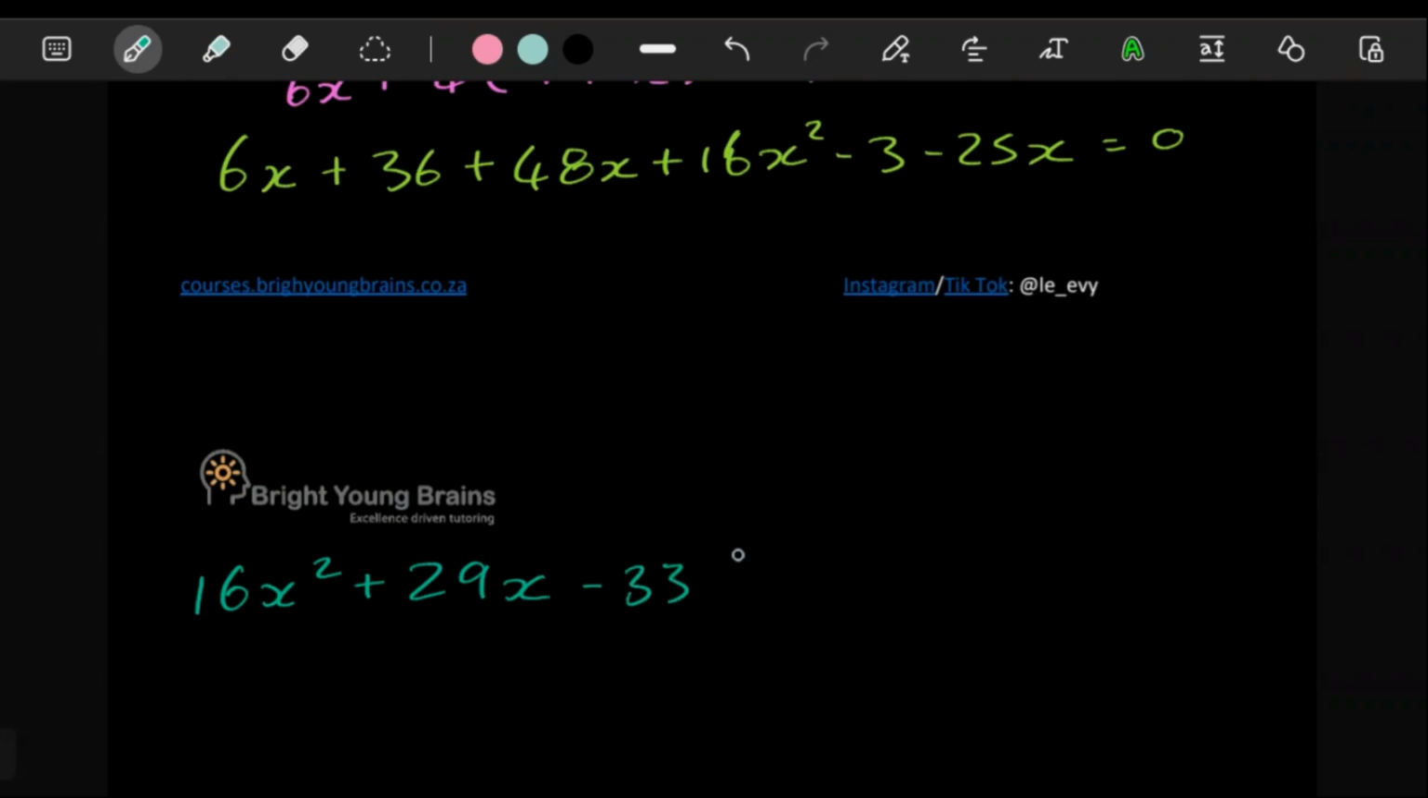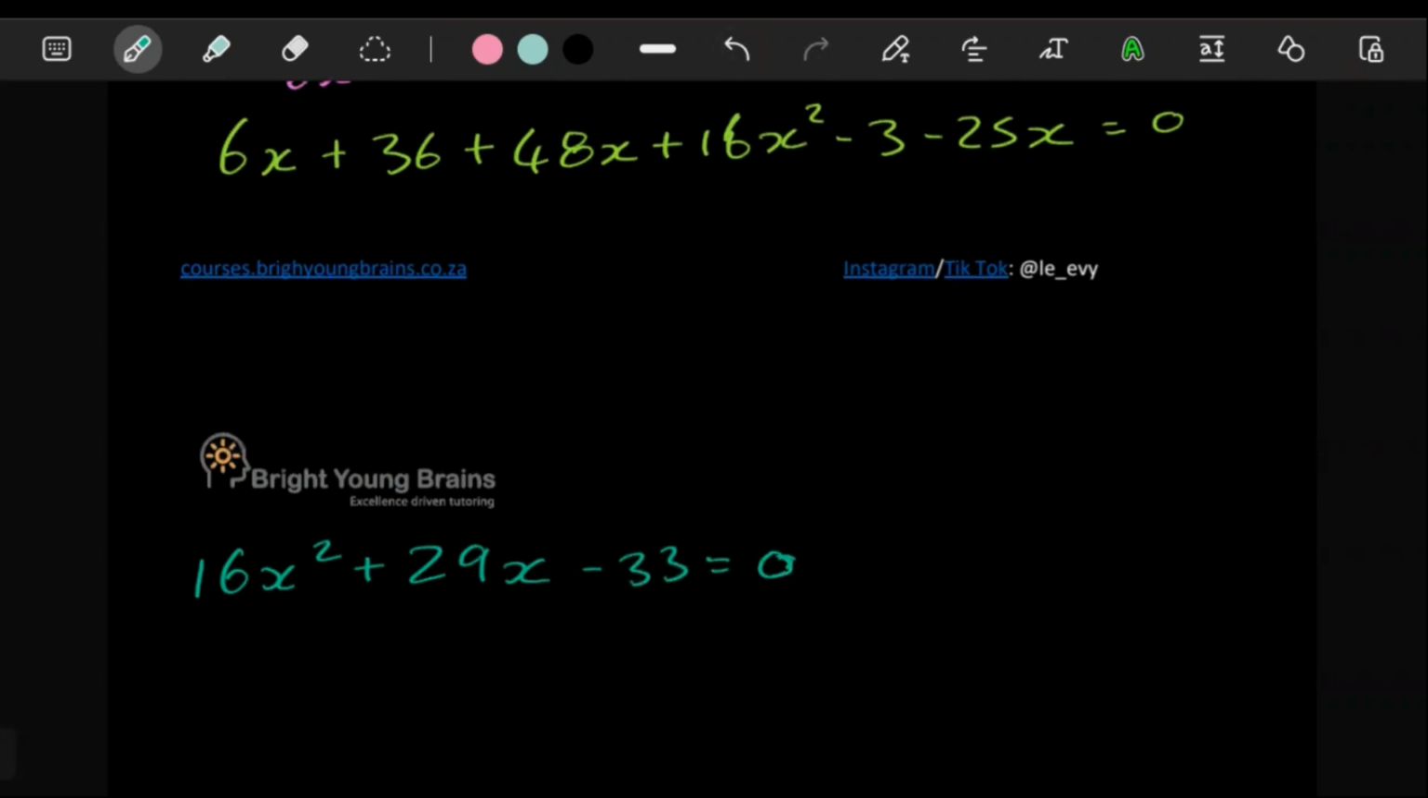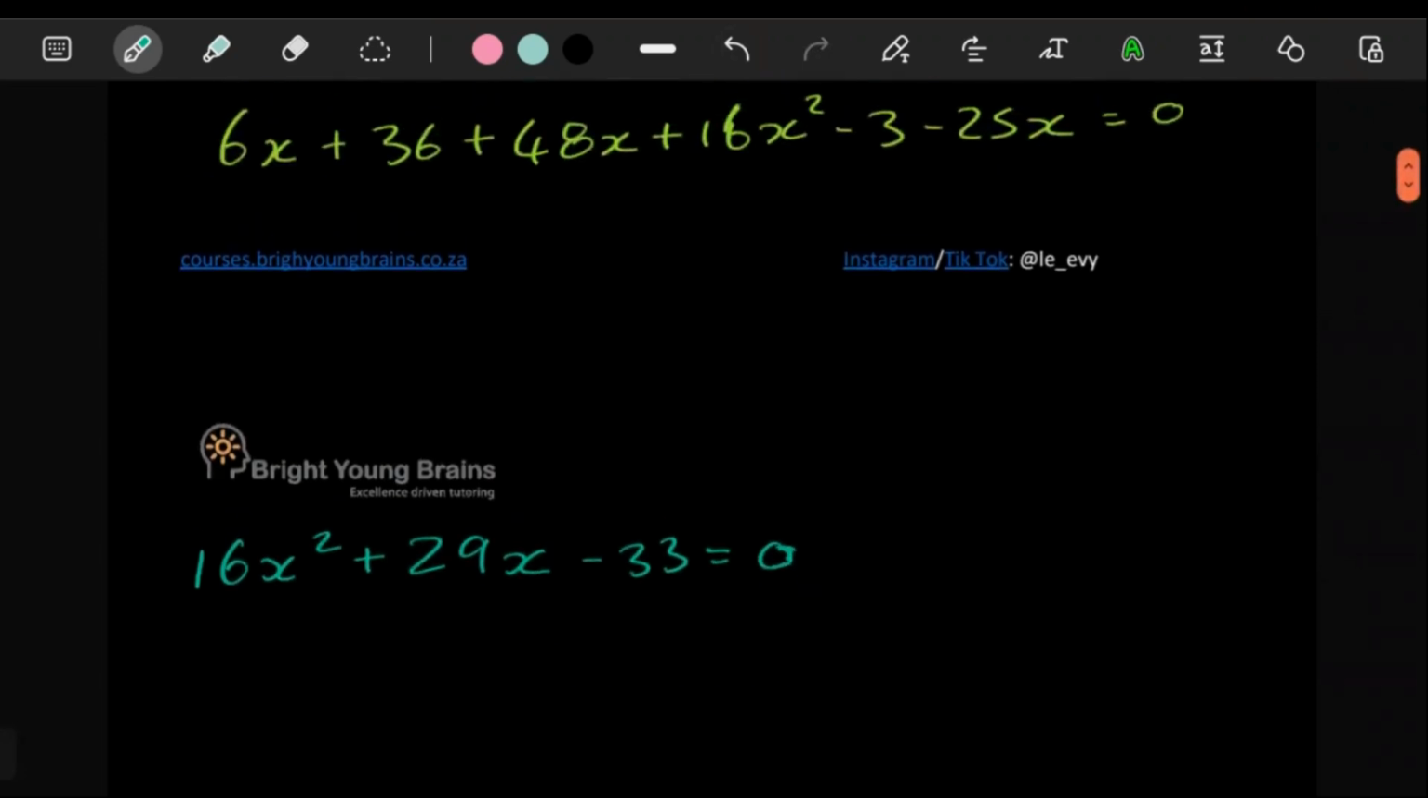And then that's like what? 33 is equal to 0, right? Fine. Now, this is a nice quadratic equation, so we can easily just solve for x there without being bothered. So solving for x here, right?